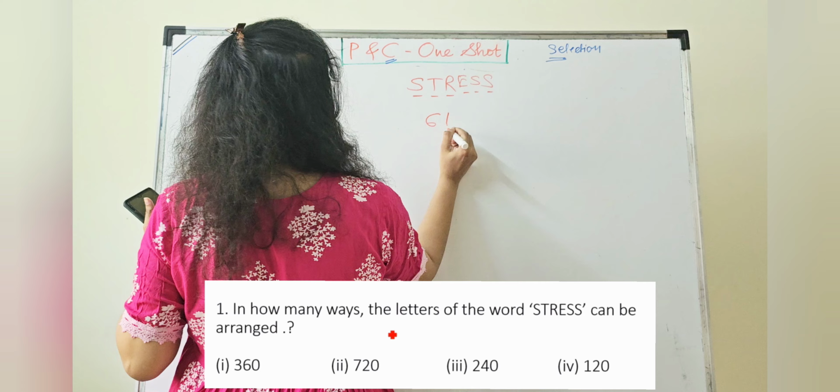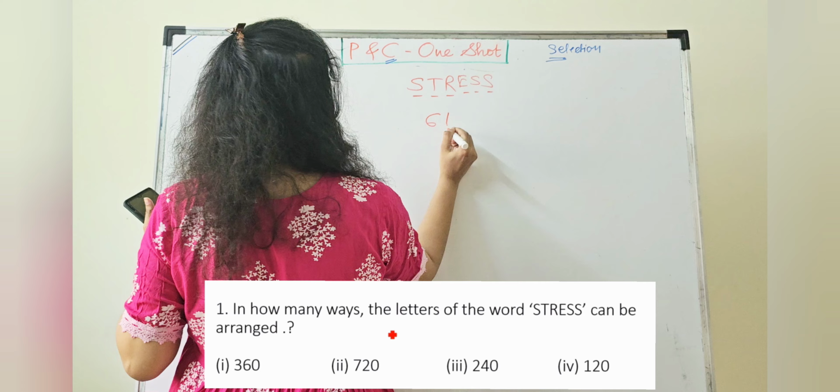Arranged or select. When such words are given, straight away you have to understand that arrangement means permutation and selection means combination. In the previous video I also gave you one small, very nice trick to remember this. Even if you understand that this is arrangement, in exams students forget whether arrangement is for permutation or combination, and whether selection is for permutation or combination.